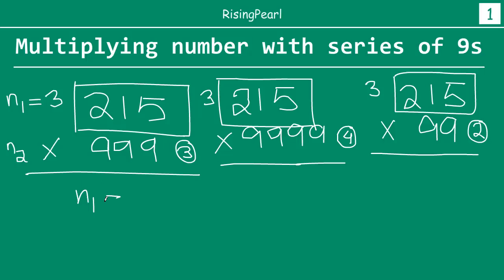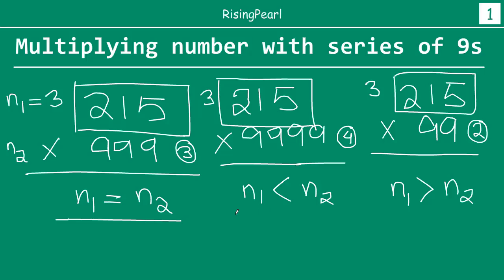So if you notice, in the first case, n1, which is the number of digits in the random number, is actually equal to n2, which is the number of digits in the nines. Here n1 is less than n2, because the number of digits in the random number is 3, and the number of digits in the nines is 4. And here we have the number of digits in our random number greater than the number of digits in the nines. So we will have 3 different scenarios, scenario 1, scenario 2, scenario 3.